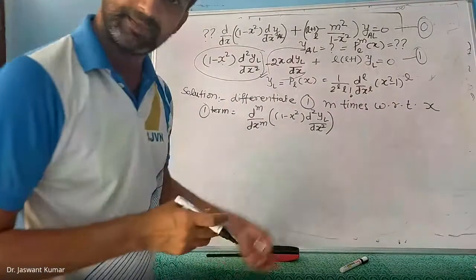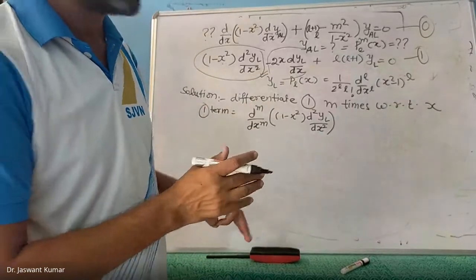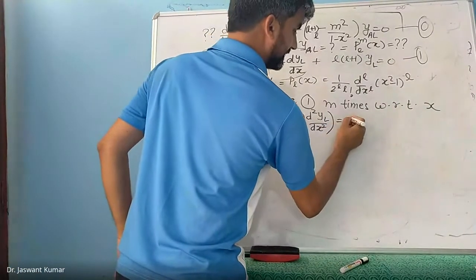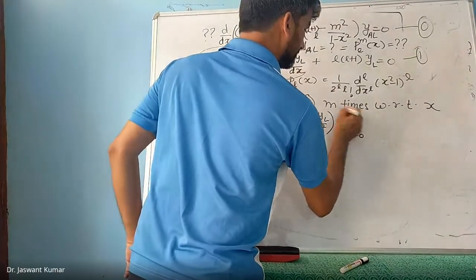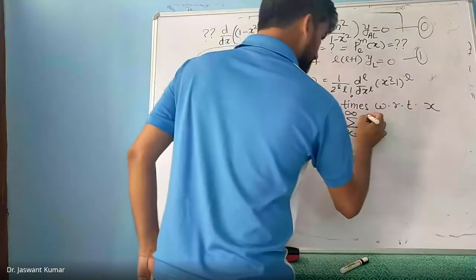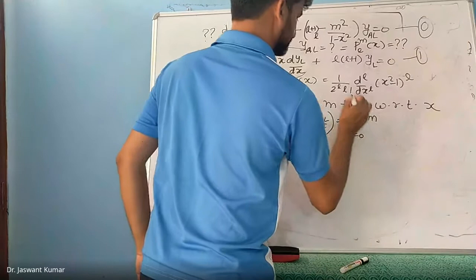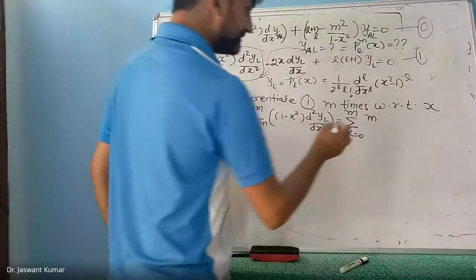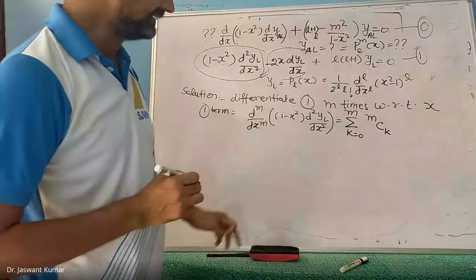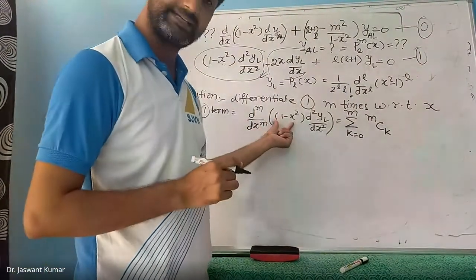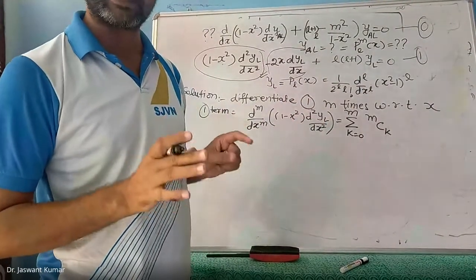We have discussed quite a few times in the past days how to calculate the mth order derivative. Okay, so this you know can be calculated as summation k going from 0 to m, I'm sorry, m c k, and then the kth derivative of one term and the (m minus k)th derivative of the other term.